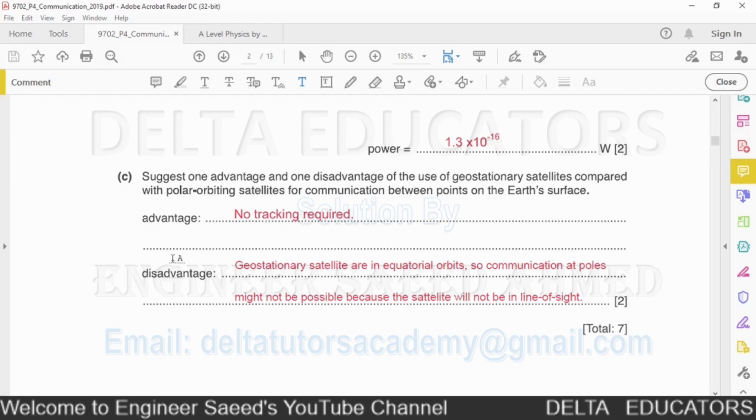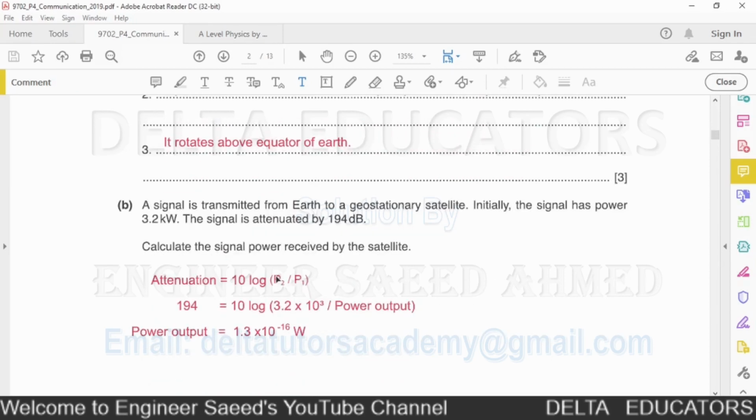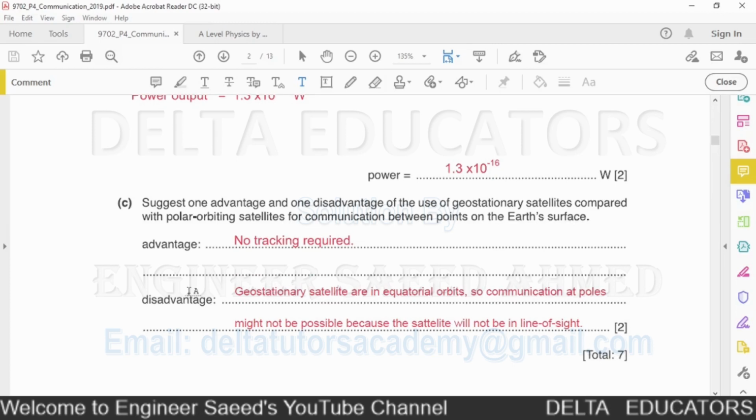And what is the disadvantage? The geostationary satellite is always above the equator. Since it is above the equator, so it cannot communicate with the signals that are at the poles of the Earth. So here we can write geostationary satellites are in equatorial orbit, so communication at poles might not be possible because the satellite will not be in line of sight.